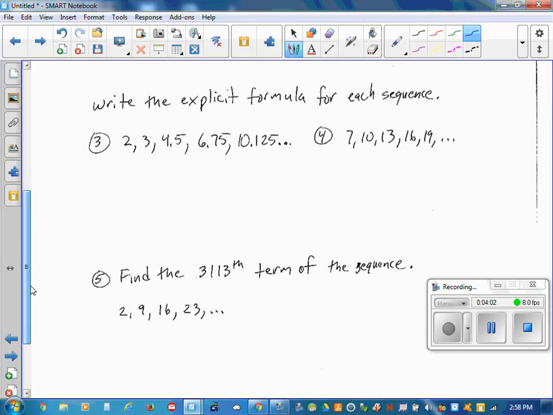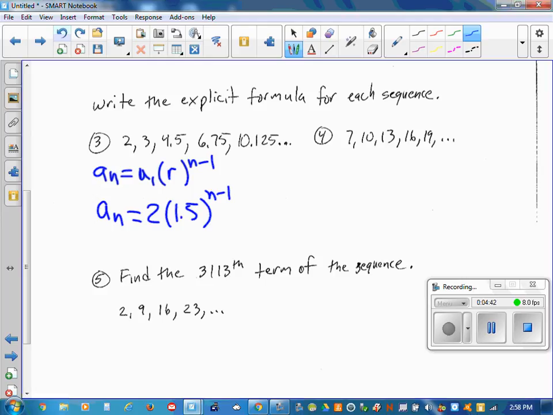Okay, write the explicit formula for each sequence. Well, what are we doing here every time? We are multiplying by 1.5. How can I tell that? Well, if I start dividing these, if I take this divided by 3, if I take this divided by 2, if I take this divided by 4.5, I get 1.5 every time. So r is 1.5. So the formula is An is equal to A1 times r to the n minus 1. And then we just plug in the information. An is equal to first term, which is 2, common ratio 1.5, and then n minus 1.